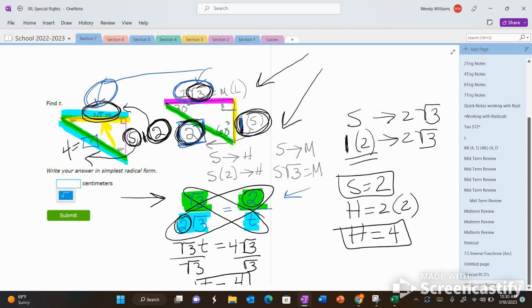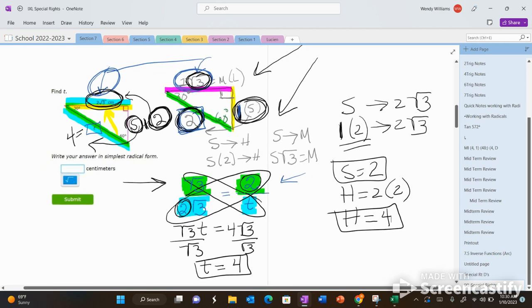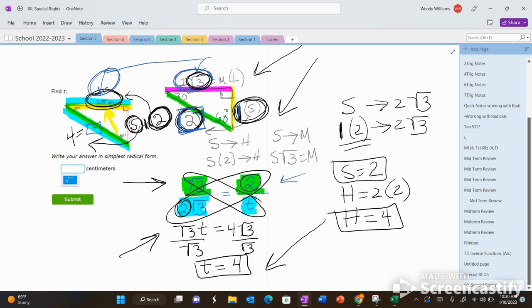Once you've done a lot of these, it will be really easy for you to move around the special right triangle. But until you do 3, 4, 5, 6 of them, you won't be able to do it as quickly as I can do it. You need to go through the steps and see.